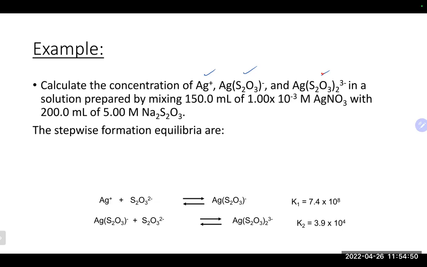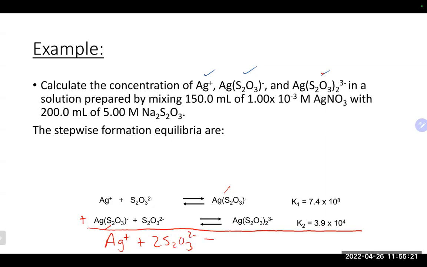Okay, let's take a look, see how you're doing. So obviously we're looking for everybody's concentration. We do have a stepwise formation that's given to us. If we want to, we could get the overall reaction by simply adding both of these together. The AgS2O3 minus would cancel on both sides. And that would leave us with a silver ion plus a couple of these ligands, and we're forming our complex ion, which is this guy here.